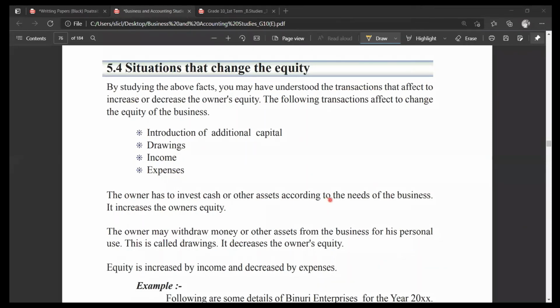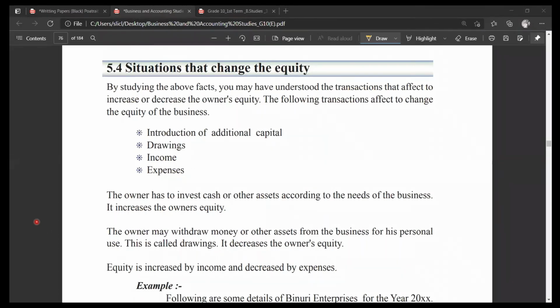What are those? One is because of profit, our equity will increase. Because of loss, our equity will decrease. The following transactions affect the equity of the business. These are the four types of transactions.